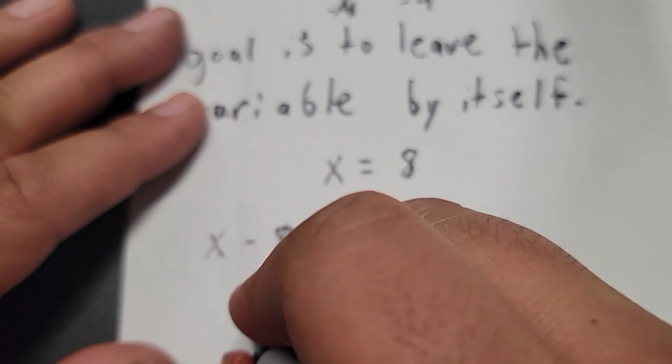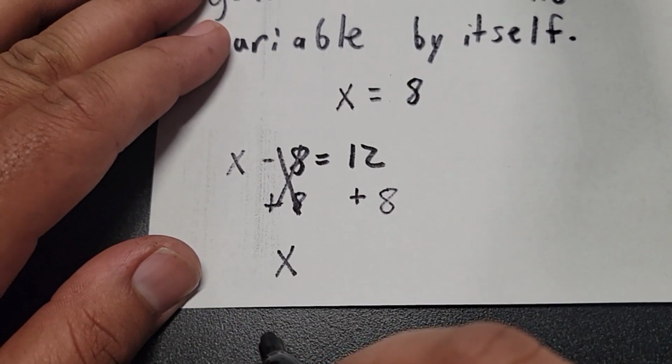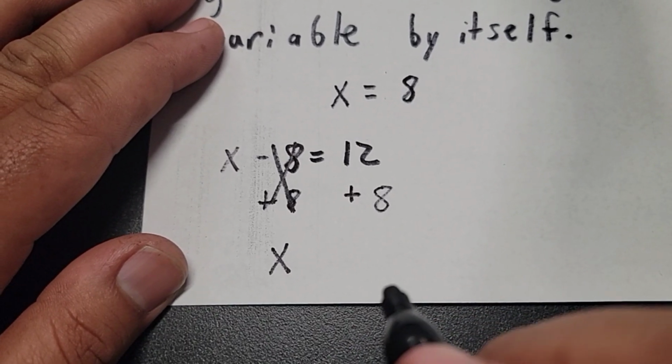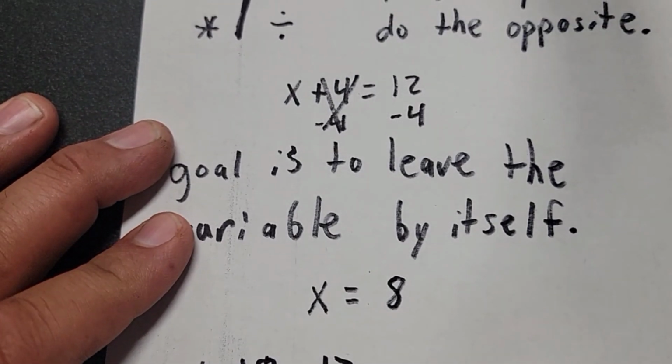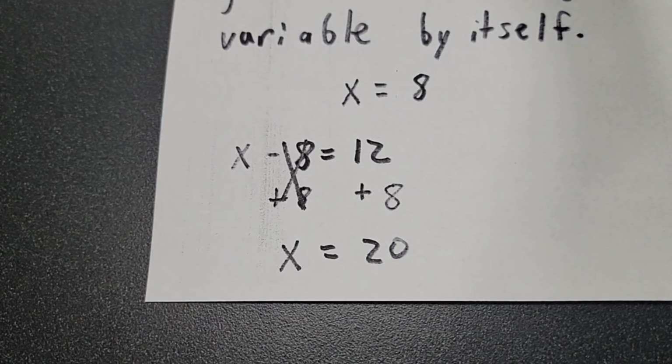Now the goal is to always have these cancel out. You should always cancel it out. And now we have the x by itself. Right here we have 12 plus 8. Put that in the calculator. You should get positive 20.